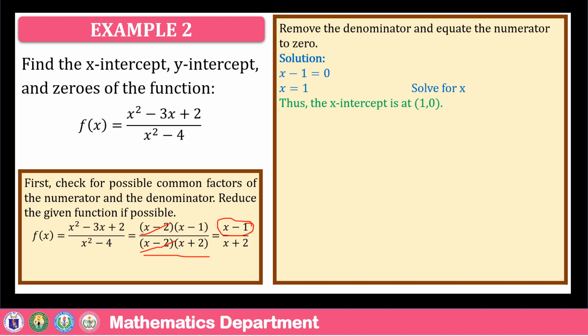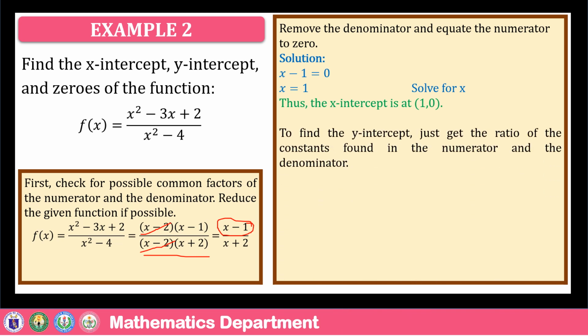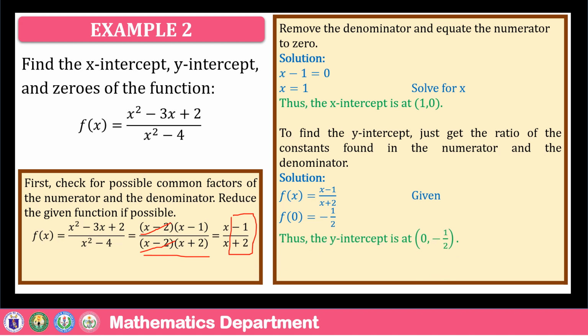At para naman sa ating y-intercept, kukuhanin lang natin yung ratio ng ating mga constant na makikita natin sa ating numerator at saka sa ating denominator. So in this case here, tatanggalin lang natin yung ating variable x at ito lang yung ating kukuhanin. So, para sa ating y-intercept, that would be negative 1/2. Thus, the y-intercept is at (0, negative 1/2). At para naman sa ating 0 ng function na ito, ang x natin ay equal sa 1.